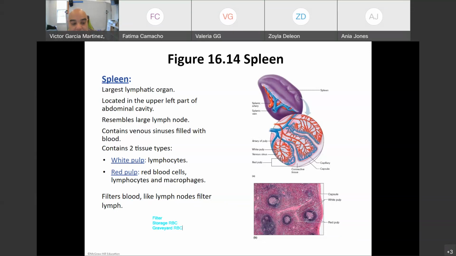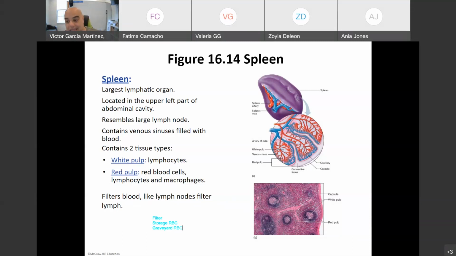Guys, if you consider the histology, we're going to have two types of pulp. We have the red pulp and white pulp. As you can see here, the white pulp is in here. You have here lymphocytes, white blood cells, immunity cells, and you have red pulp filled with red blood cells.